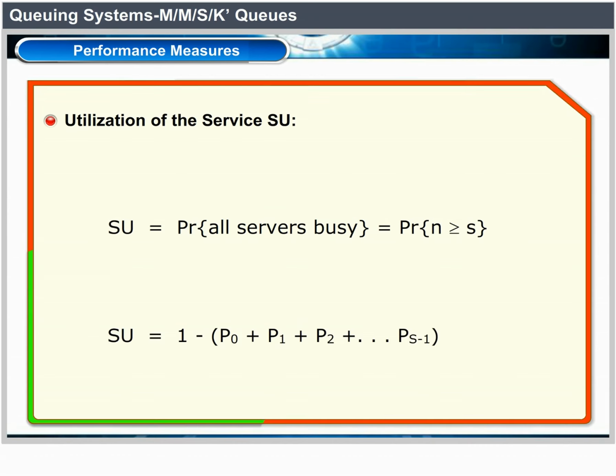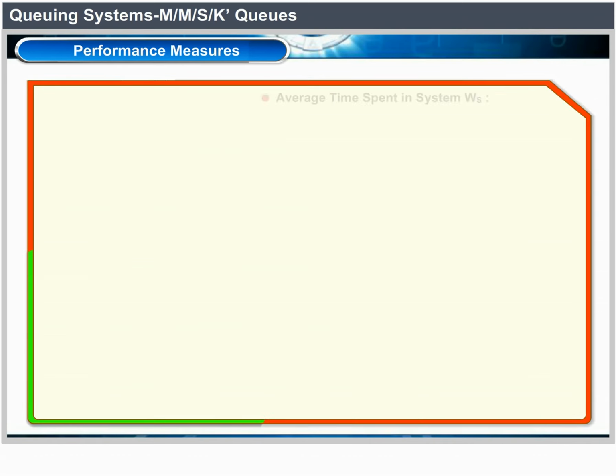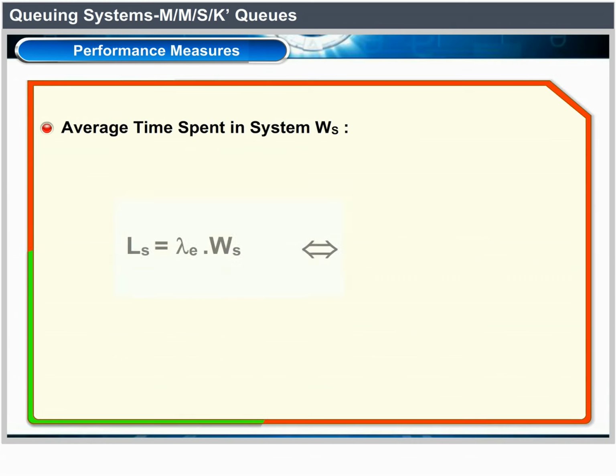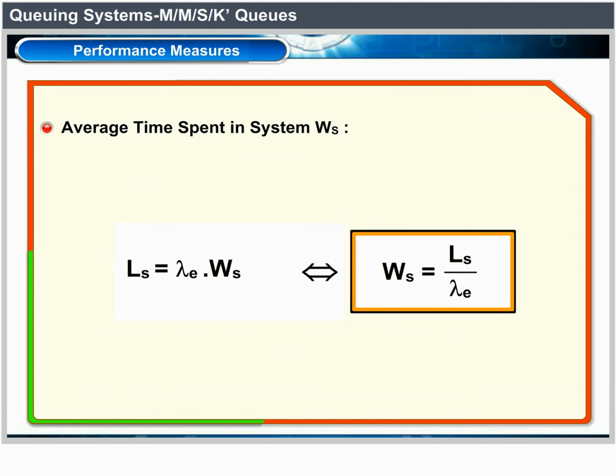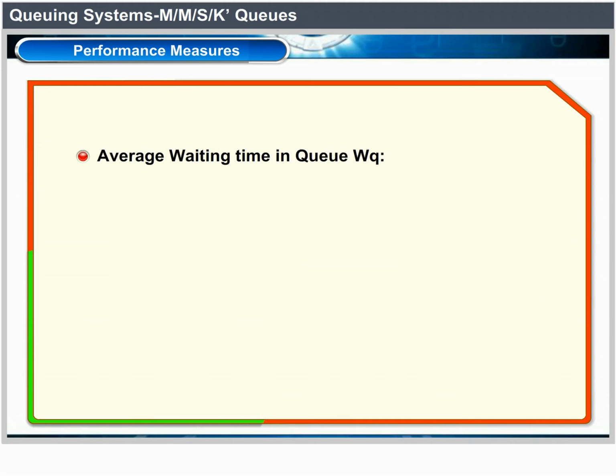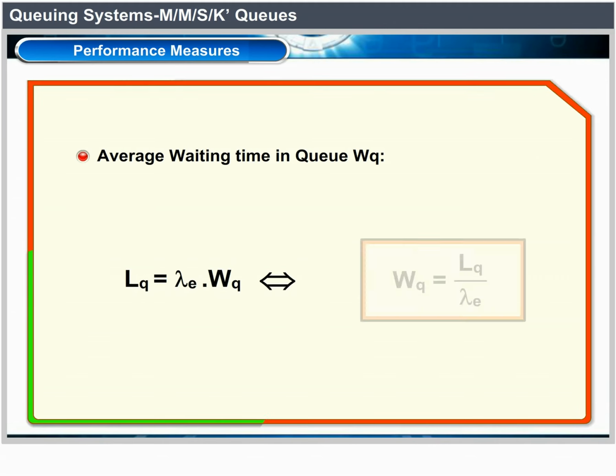Average time spent in system W_S. L_S is equal to lambda_E W_S, which implies W_S is equal to L_S by lambda_E. Average waiting time in queue W_Q. L_Q is equal to lambda_E W_Q, which implies W_Q is equal to L_Q by lambda_E.